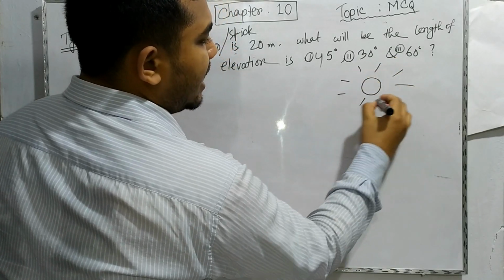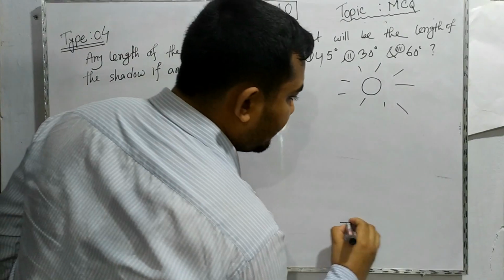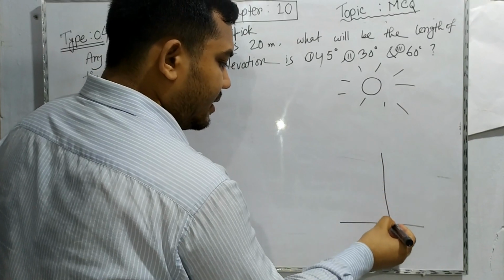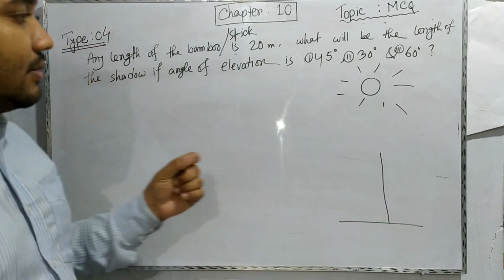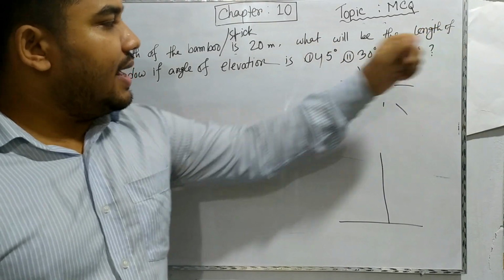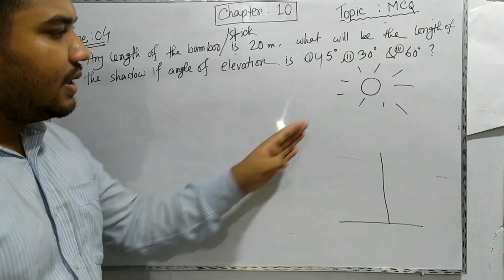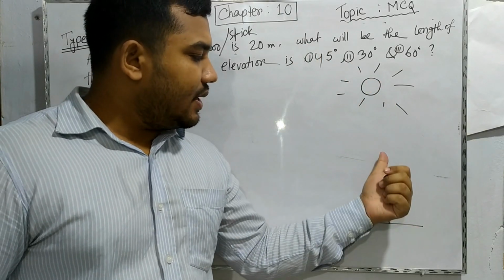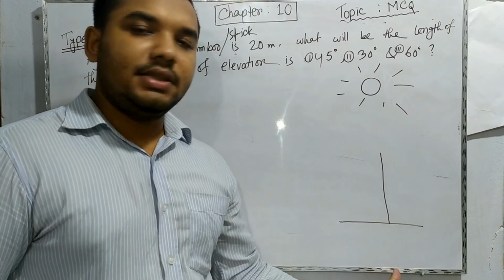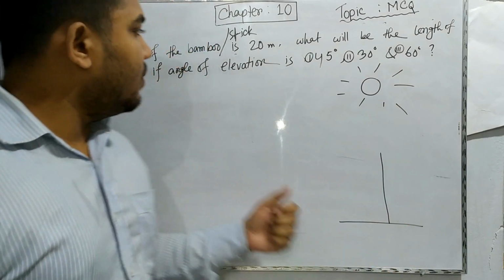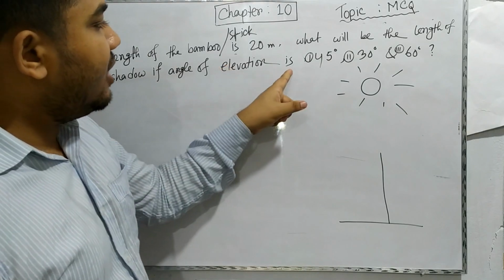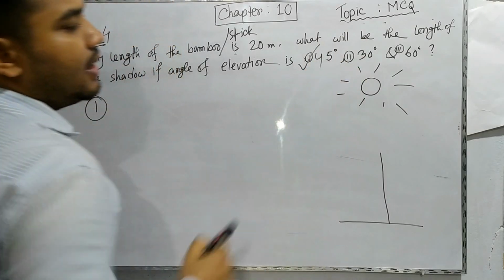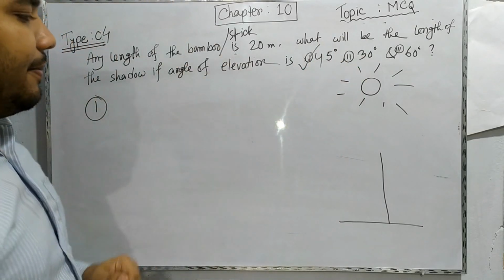Suppose this is the sun, and here the bamboo or the stick is here. The question is, what will be the length of the shadow? Since here is the sun or sunlight, for this sunlight we will get a shadow of the stick. What will the shadow of the stick be if the angle of elevation is 45? Our first question was if the angle of elevation was 45.